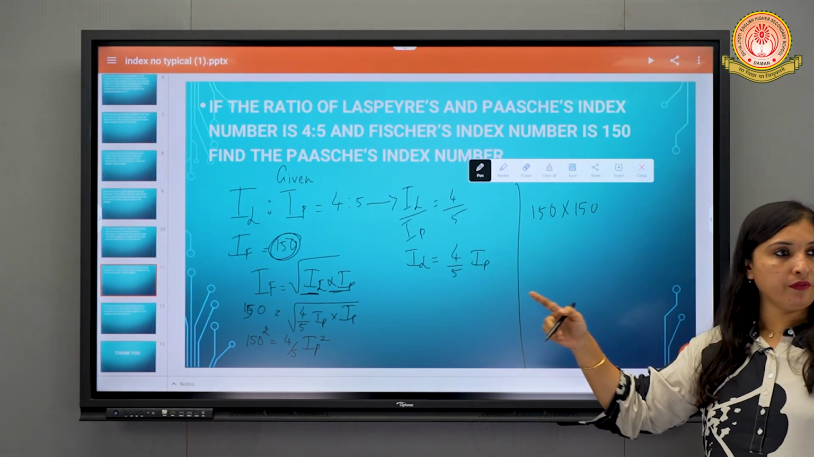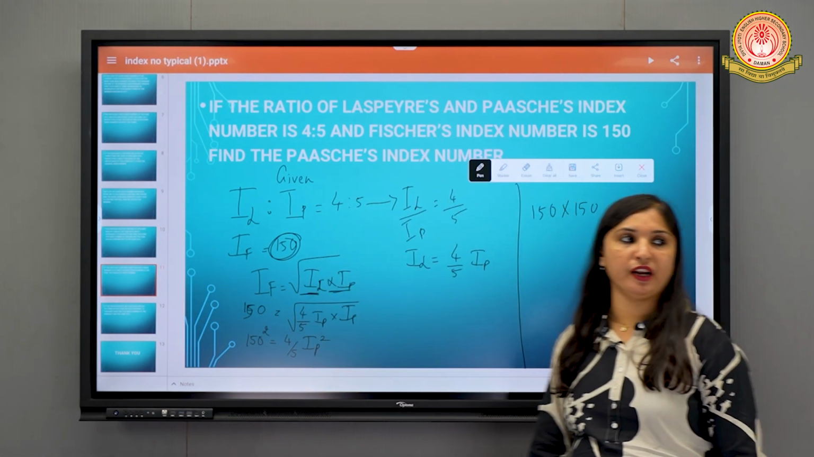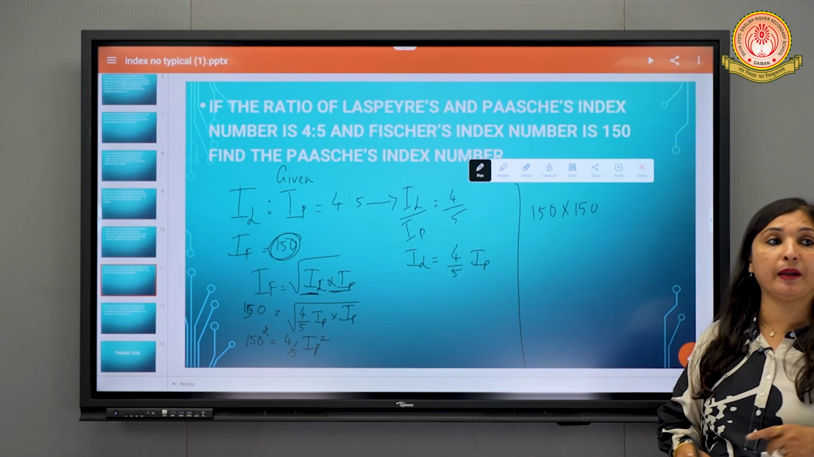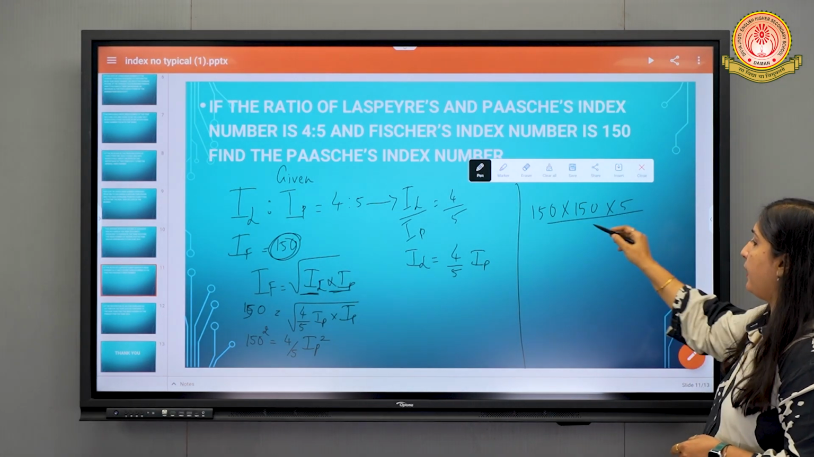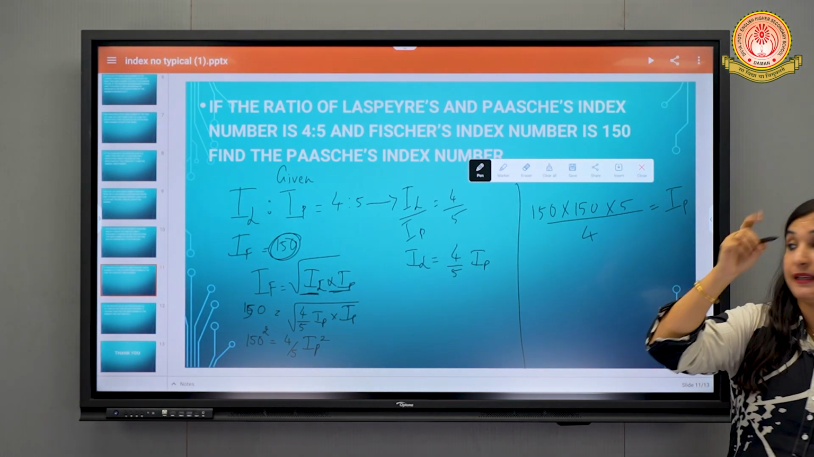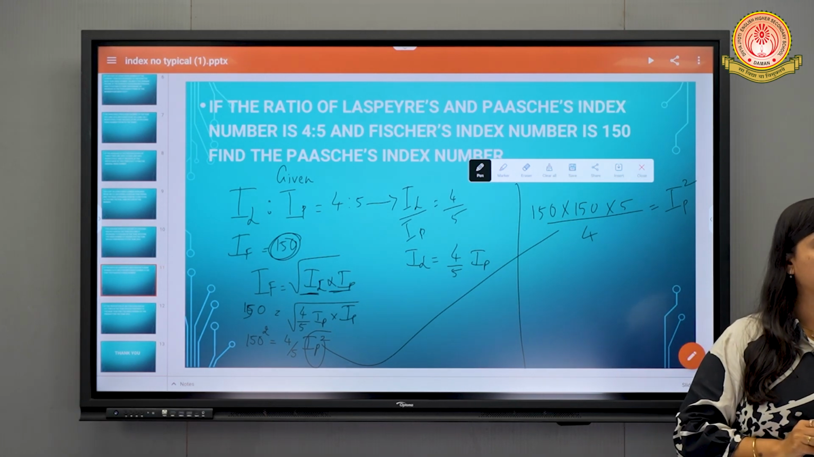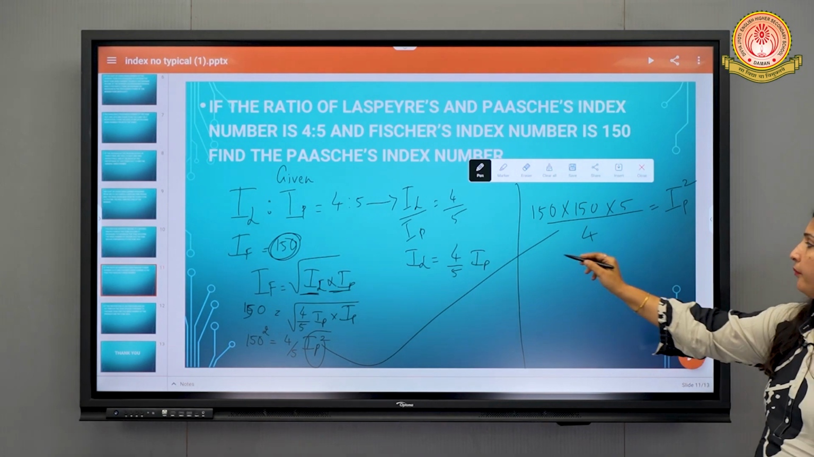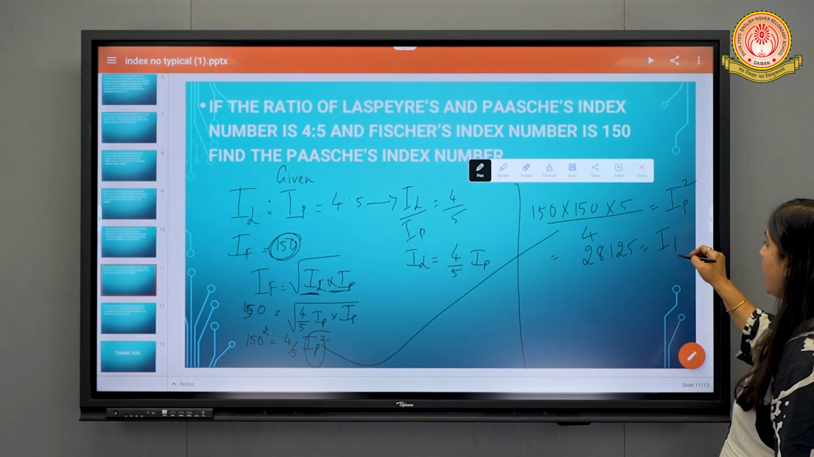This 4 by 5 on the right hand side, if you want to transfer it to the left hand side, what will happen? It will take the reciprocal. 4 by 5 will be converted into 5 by 4. So here it will be 5 divided by 4, and only IP square will remain. Okay? Do the calculation: 150 into 150 into 5 by 4. What is the amount? It is 28,125, and that is IP square.